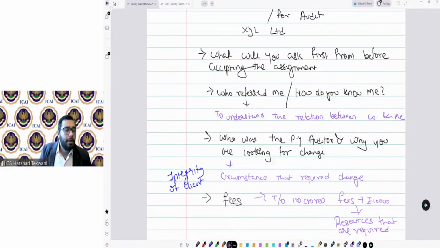Correct, Ramanan? So in that case, you see the difference these questions make. For example, who referred me talks about relationship. Who was the previous year auditor talks about the integrity of the client. Fees talks about the resource allocation.